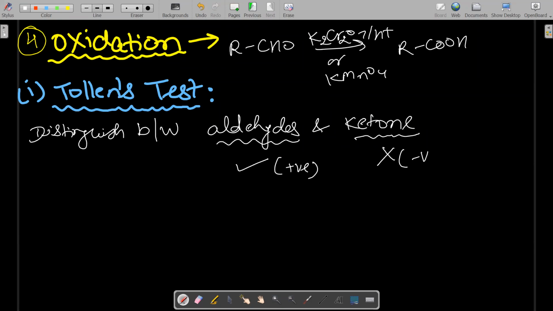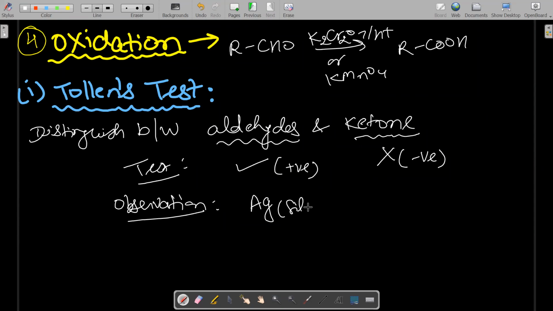But second, without observation, you will not get the marks. So first you have to write the Tollen's test, which is given by aldehyde, not given by ketone. And then you have to write the observation, because without observation you will not get the marks. In observation you'll write that aldehyde gives Tollen's test by forming silver mirror, and for ketone there is no reaction, so no silver mirror is formed.